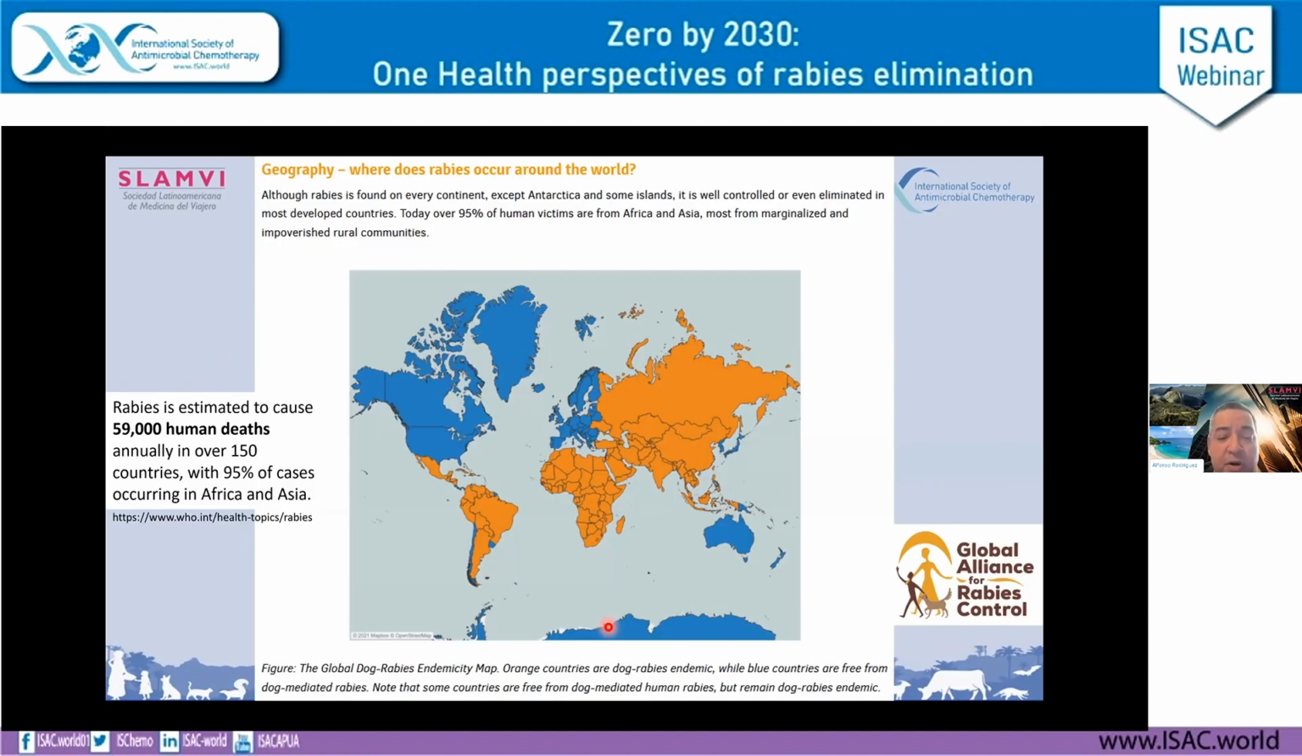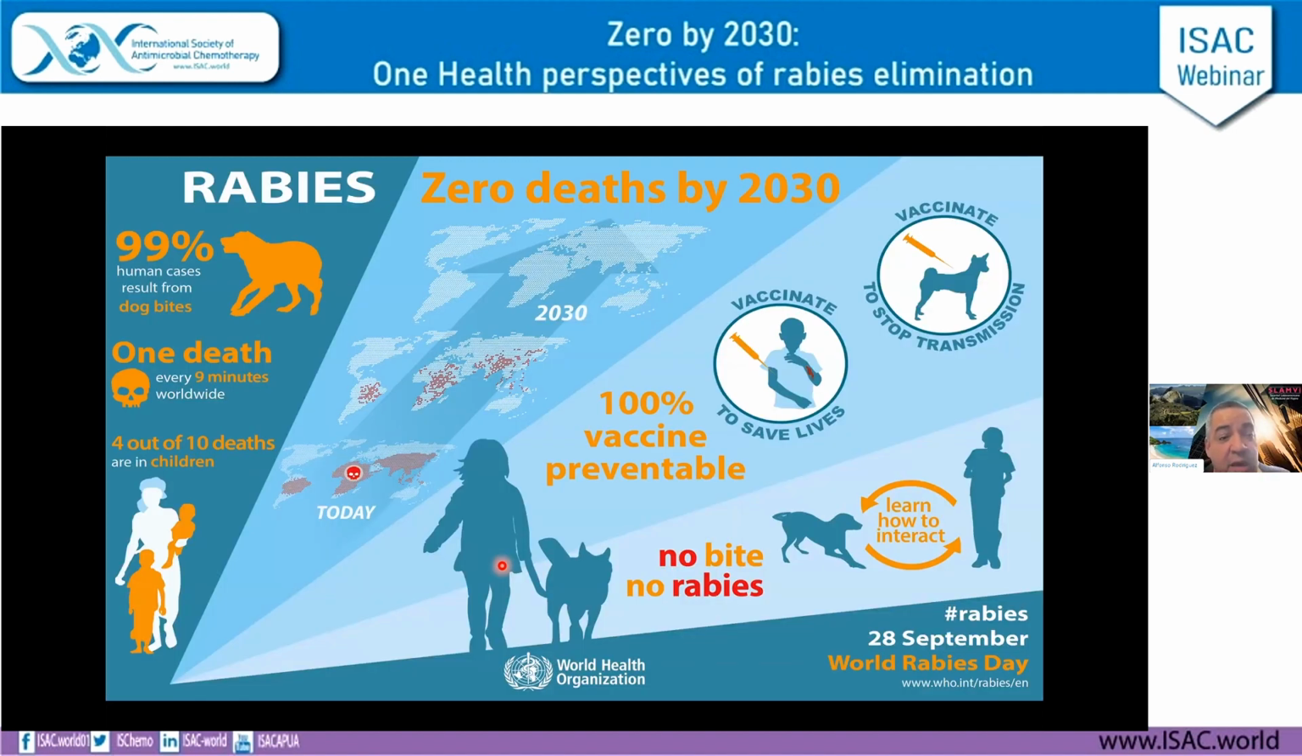From the epidemiological point of view, rabies is still estimated to cause 59,000 human deaths annually in over 150 countries, with 90% of cases occurring especially in Africa and Asia. But I would also like to highlight the situation here in Latin America, based in Colombia. We have to remember that 99% of the cases result from dog bites, that 1 death occurs every 9 minutes worldwide, and 4 out of 10 deaths are in children.